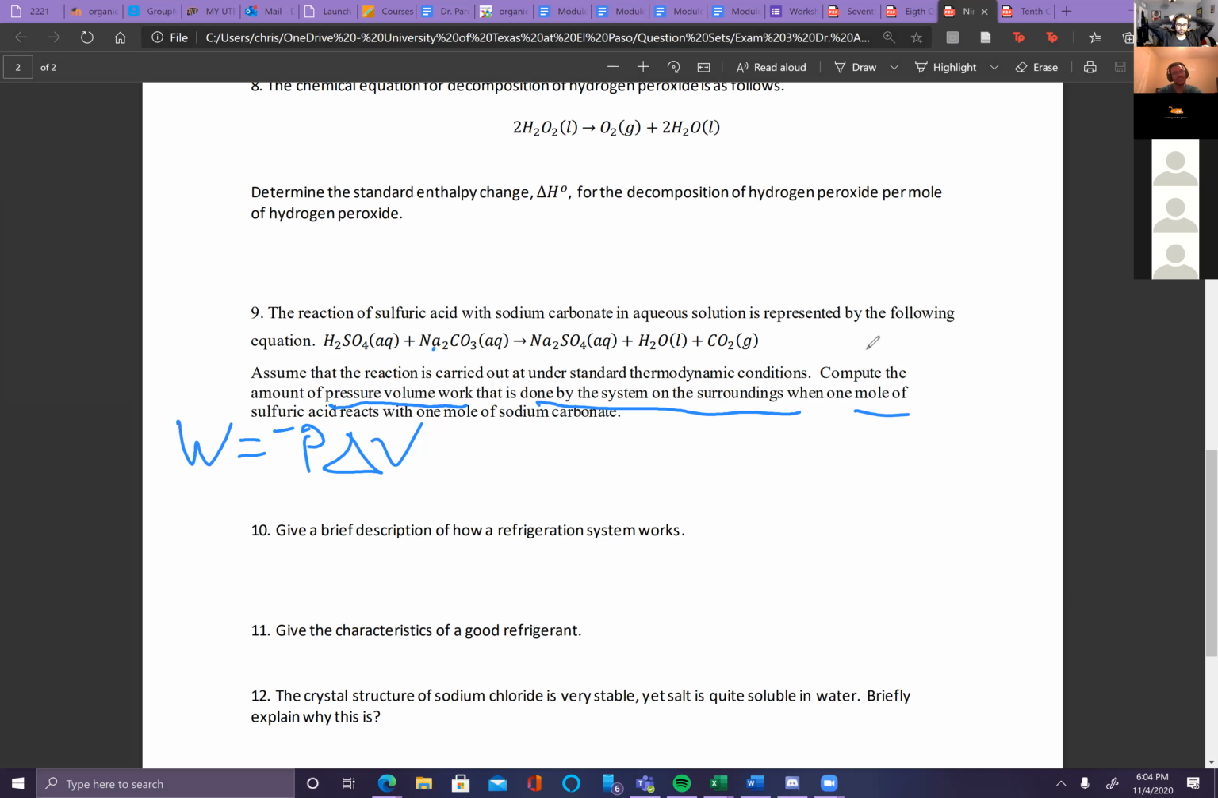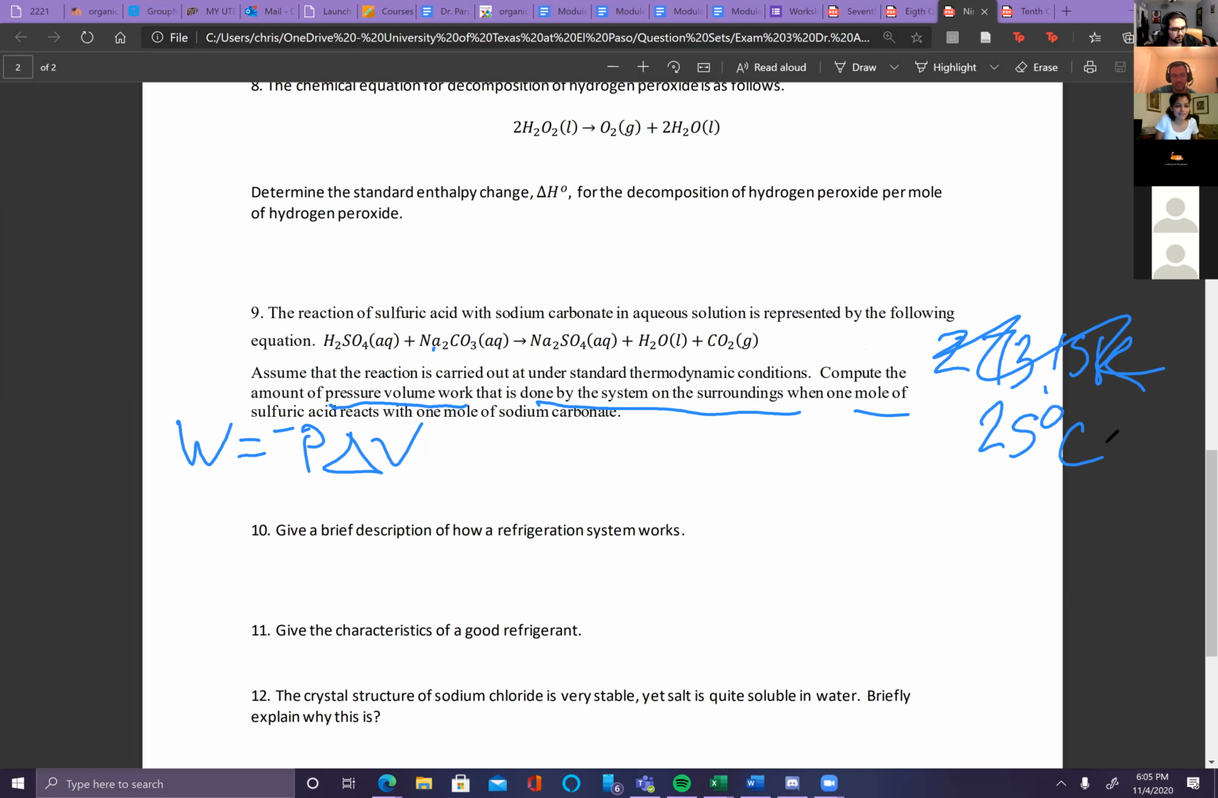That should be 1 atm and 25 degrees Celsius. That's for STP? No, first, that's standard thermodynamic. STP is 0 Celsius, 273 Kelvin. But in this equation, we're using the 25 degrees Celsius. So you have to convert to Kelvin.